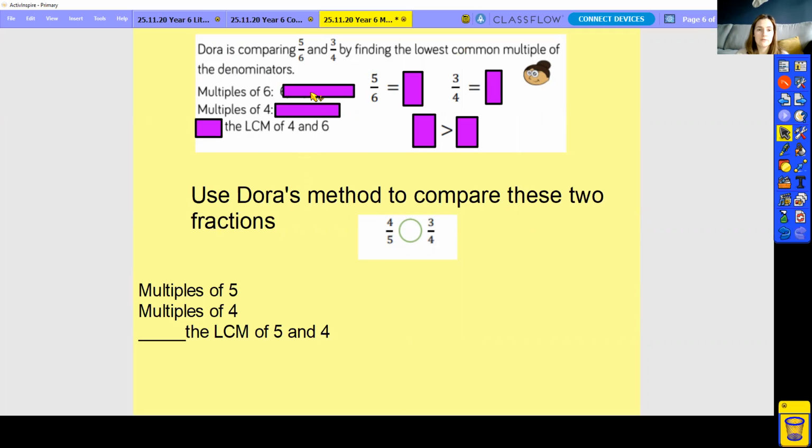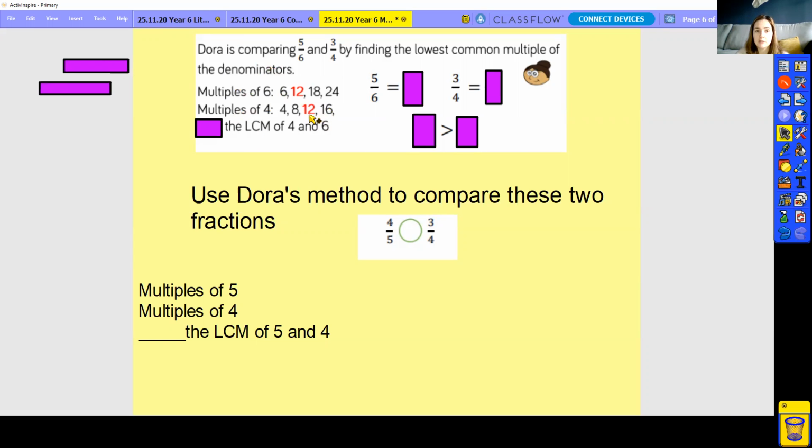So she did a first multiple of 6, which was 6, and then a first multiple of 4, which was 4. Then she did her next multiple of 6, which was 12, and then a next multiple of 4, which is 8. Then she did a next multiple of 6, which is 18, and a next multiple of 4, which is 12. Now, we can see that 12 is a multiple of 6 and a multiple of 4. So that is her lowest common multiple, the lowest multiple that's in both of these. So that's the one we want.